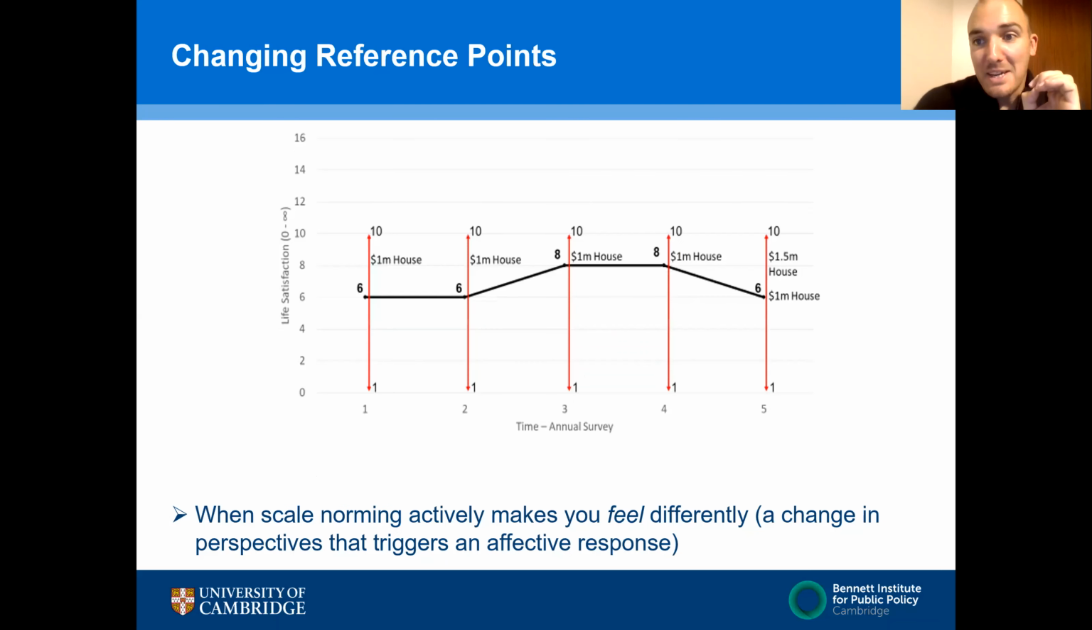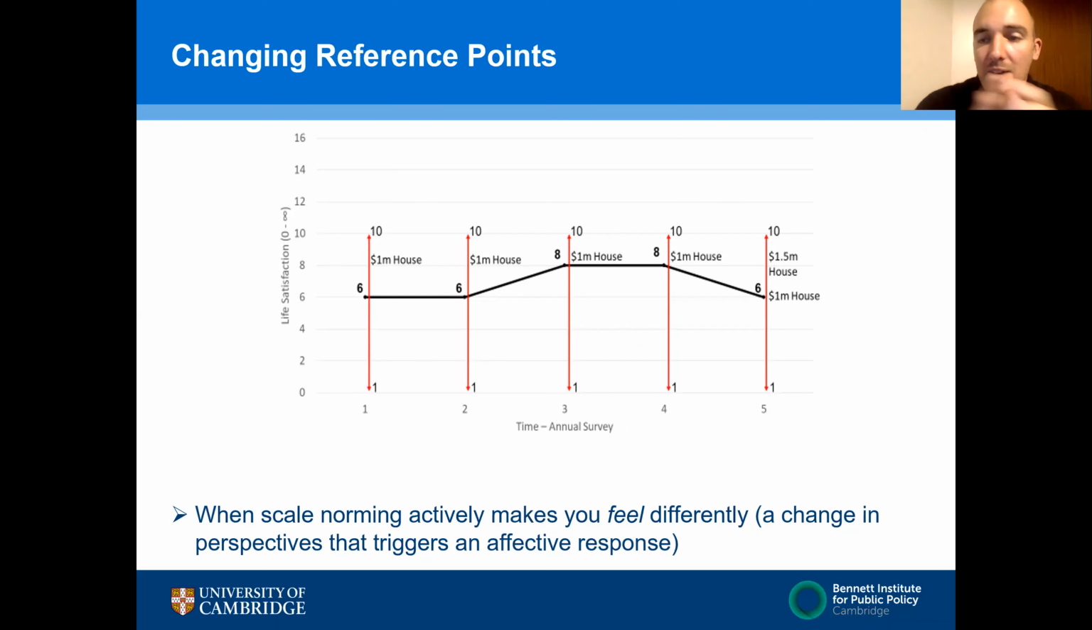Now, the really tricky thing is that reference point shifts are both at the same time, or a kind of interrelationship of feelings and your reporting function. So the way I would describe reference point shifts is that you scale norm, and this change in your scale makes you miserable. So it actually has an effect on your feelings, and so your latent life satisfaction changes.